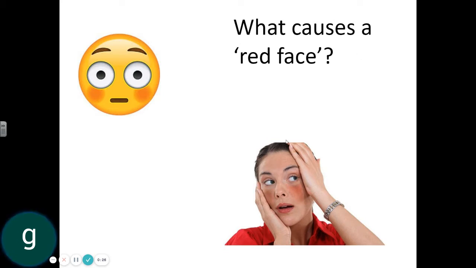So, a little starter, what causes a red face? A red face, as you may know from National 5, is caused by the blood vessels in your body dilating to allow blood to go to the surface of the skin.